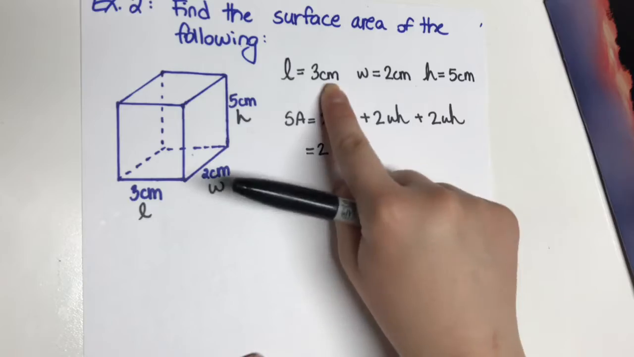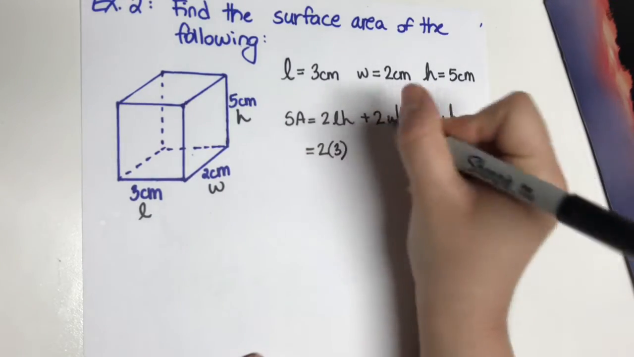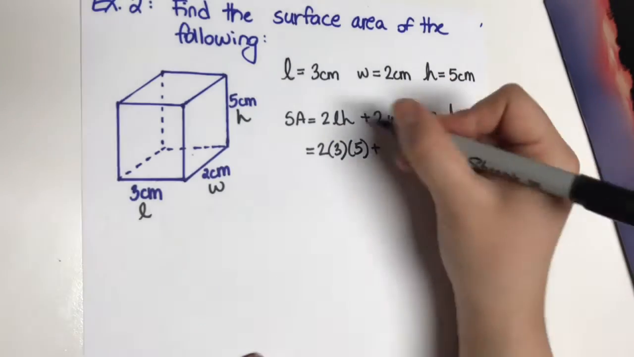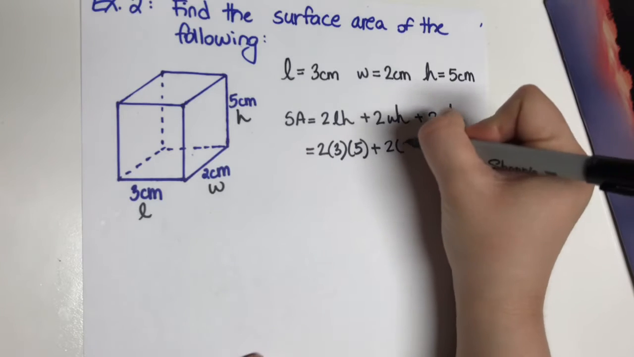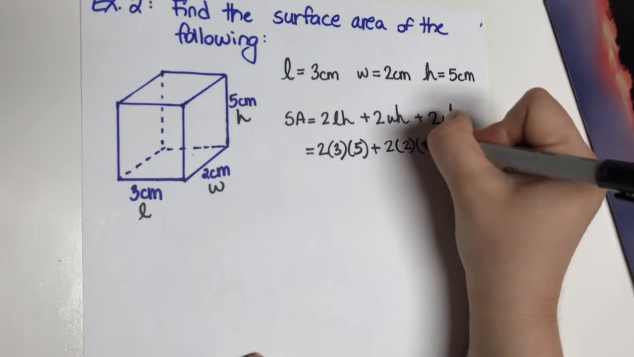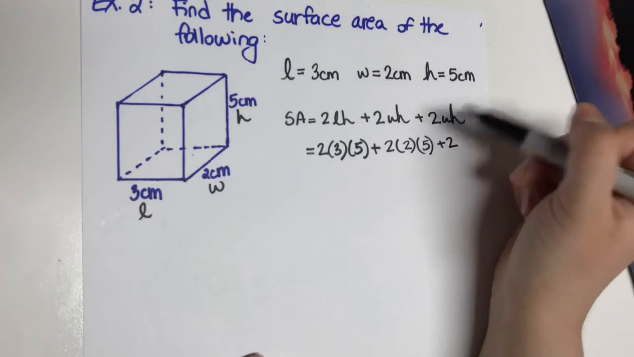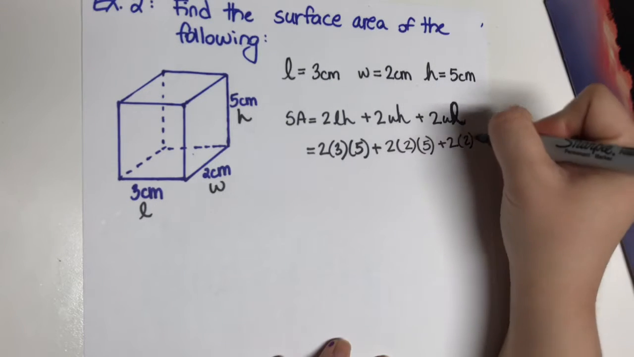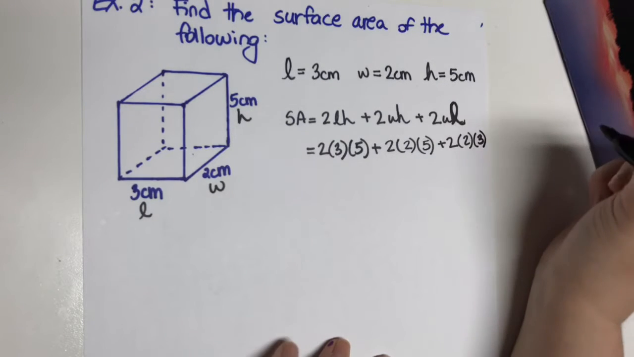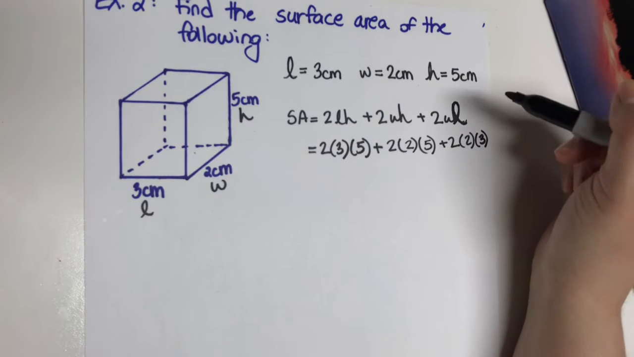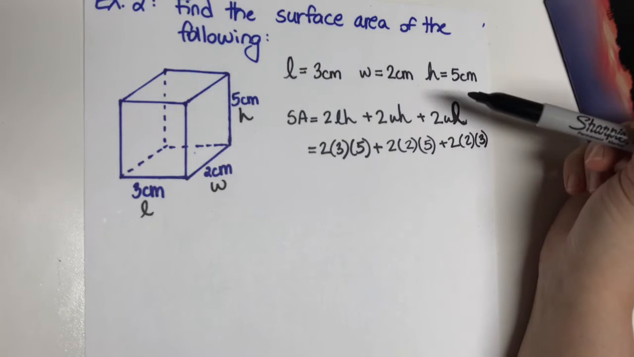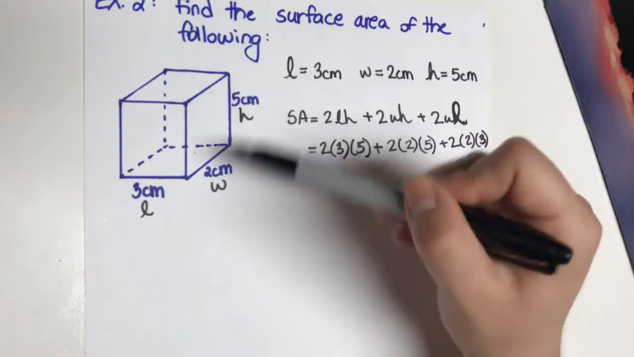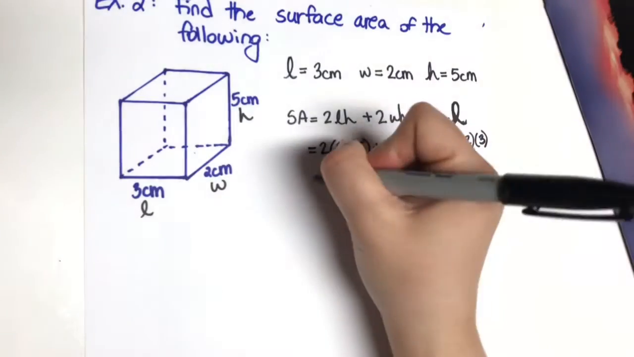I know that my length is 3. My height is 5. 2 times my width, which is 2. My height is 5. Plus 2 times my width, which is 2, and 2 times 3. Okay, so this L looked like an H, so it confused me, but you should never have the same thing multiplied twice unless some of the sides are the same. So this is what it should look like.